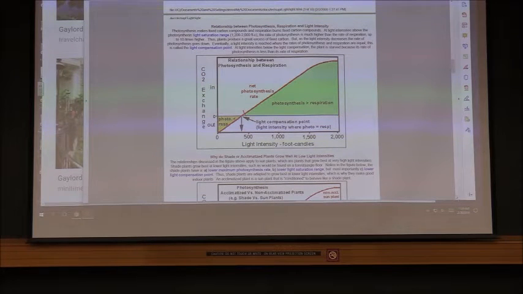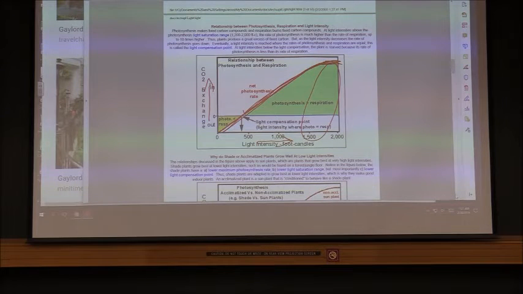This is the effect of light intensity on photosynthesis curve, this red line. As we increase light intensity, the rate of photosynthesis goes up until it saturates, and it saturates at 1,200 to 2,000 foot candles.